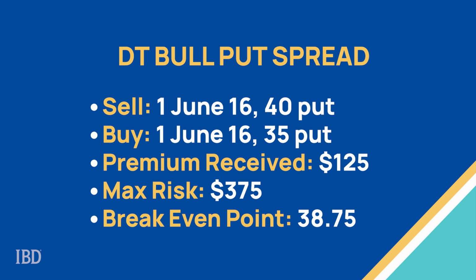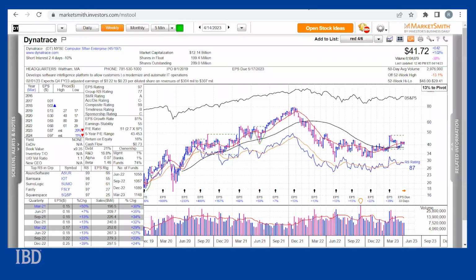The break-even point for the trade is $38.75, which is calculated by taking the strike of 40 and subtracting the option premium per spread. The maximum loss would occur if Dynatrace closes below 35 on June 16th, which would see the premium seller lose $375 on this trade. With the break-even being around $38.75, this trade lines up with the 200-day moving average support level for Dynatrace, also around 38. Shares also recently found support at this level back in March.